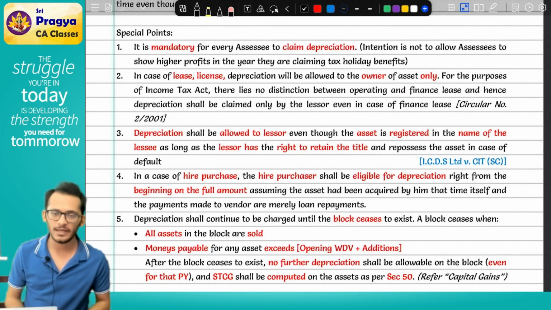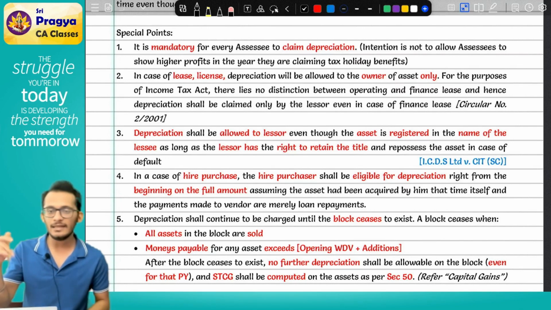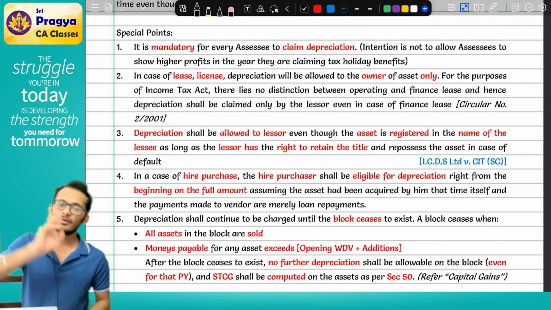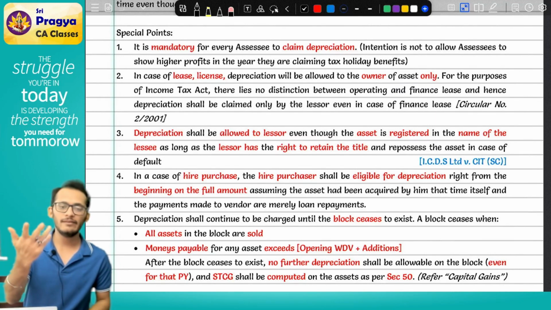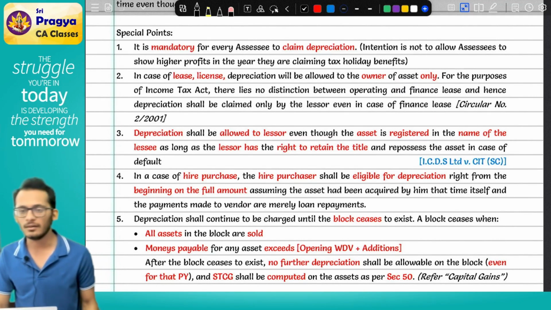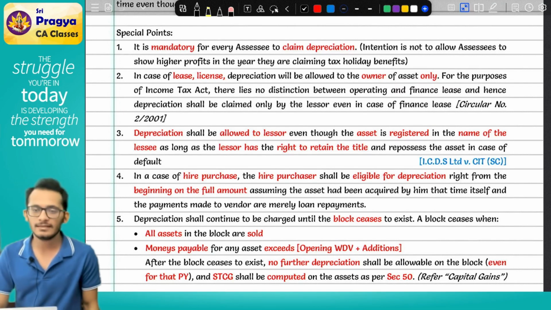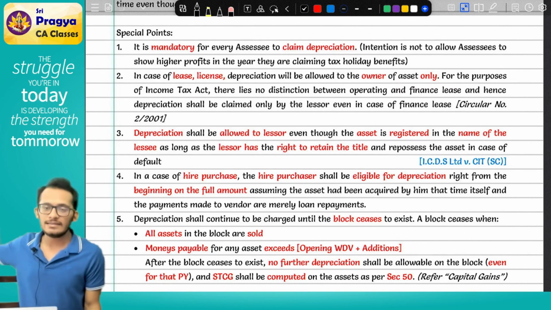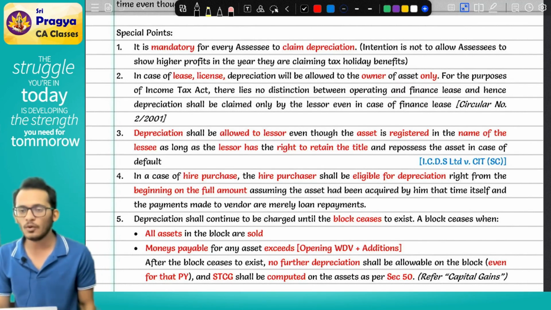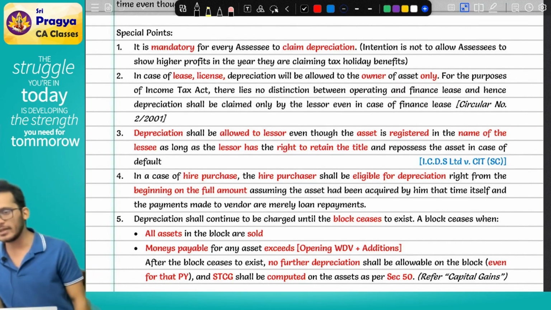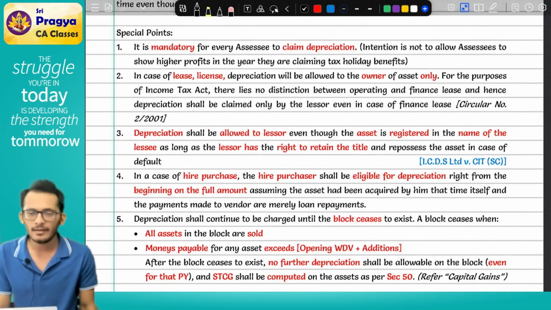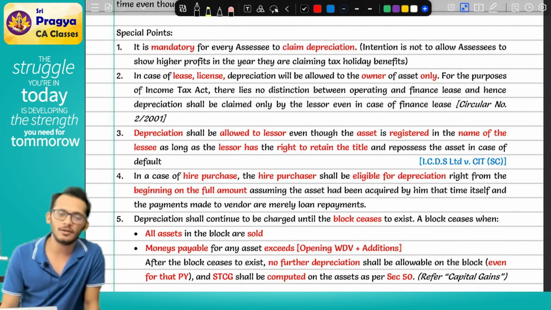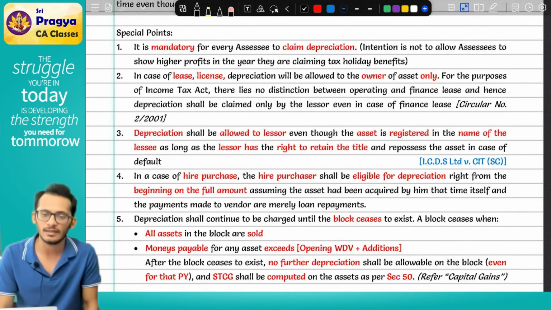And eventually I'll take the car from you. The assessing officer came and said, boss, you are not having the title of the car. You are simply financing the car. In that case, you are not eligible for depreciation. They told it to ICDS. They both went to court. The Supreme Court decided that, boss, just because the name is not yours, it doesn't mean that you don't have the title over the asset.